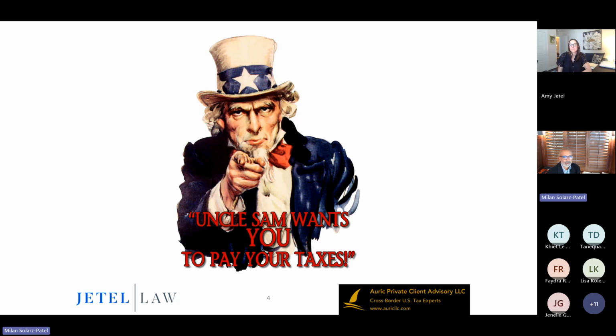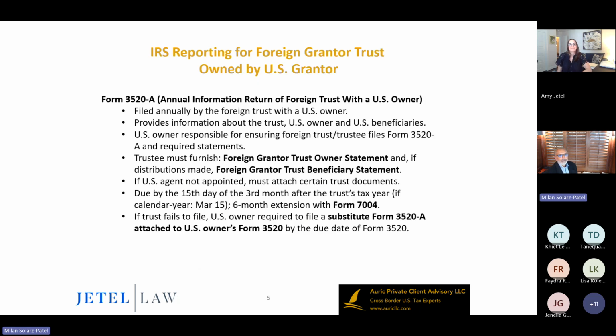So without further ado, let's talk first about the tax reporting for a foreign grantor trust where you have a US grantor. It's kind of tax neutral from the US point of view because the grantor is getting taxed. So the US isn't highly paranoid in this situation, but it wants to know because it's outside the US. So there is more reporting than if you had a domestic trust. And the main form is this 3520A.